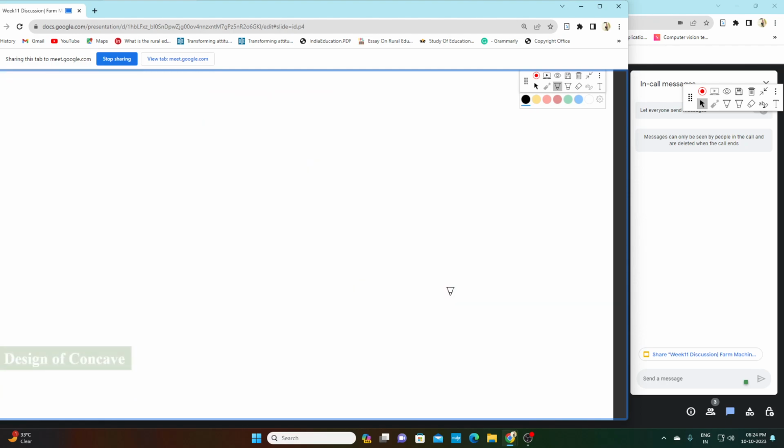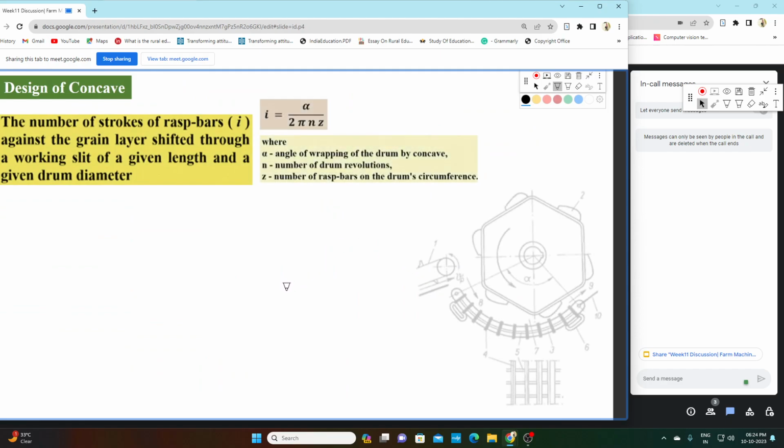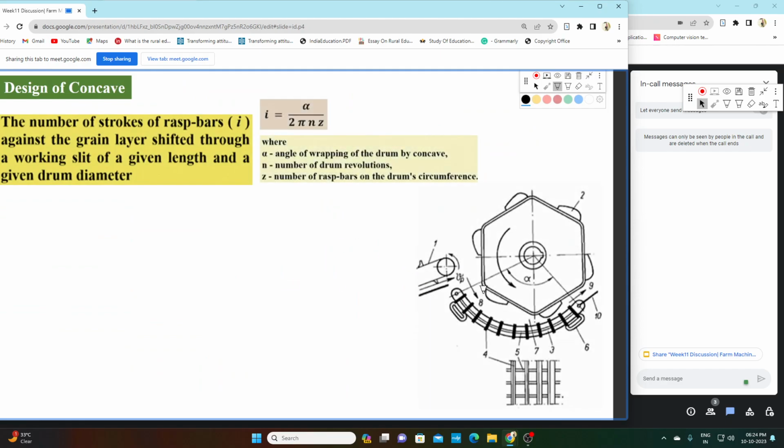Okay, now the design of concave. I have already told you there are two important parts of a thresher: one is the cylindrical drum and the second is the concave. For the design of concave, there is a formula for calculating the number of strokes of the rasbar, and that formula is i = αnz/2π.